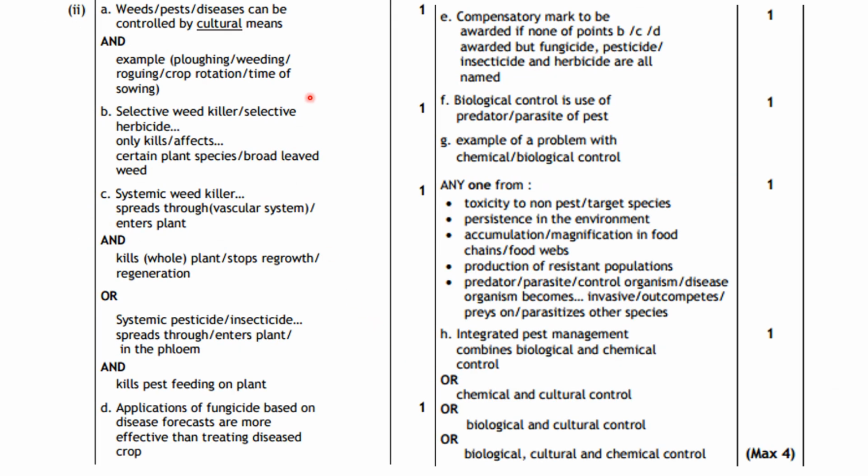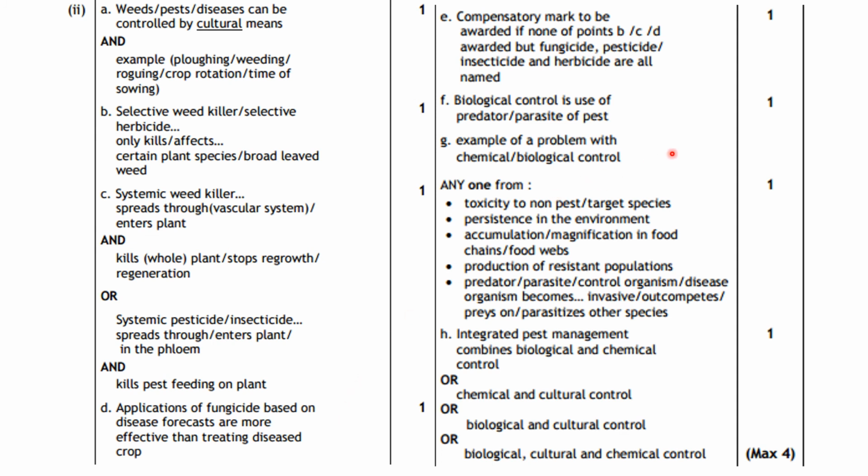Then for the second part, you're splitting it up into cultural, chemical, biological control. So pests or diseases can be controlled by cultural methods, and an example. Then talking about what selective weed killer does, systemic weed killer, you can get 3 just for doing these. And then for the fungicide, you could have mentioned that they are applied based on disease forecasts.